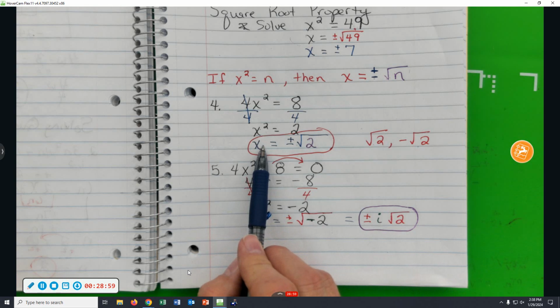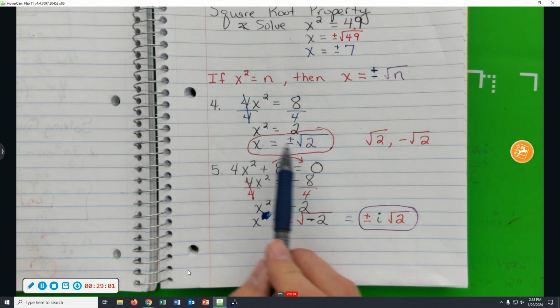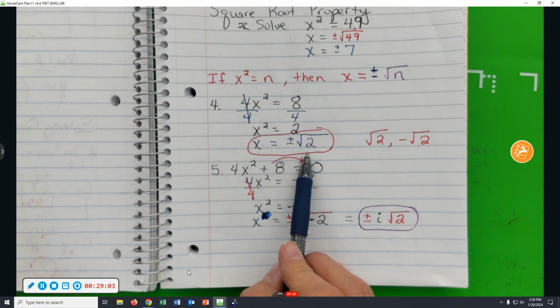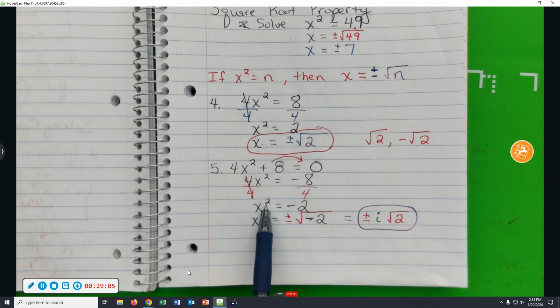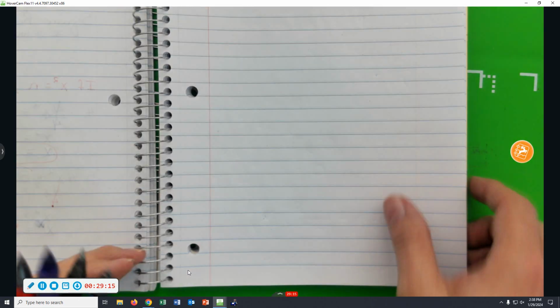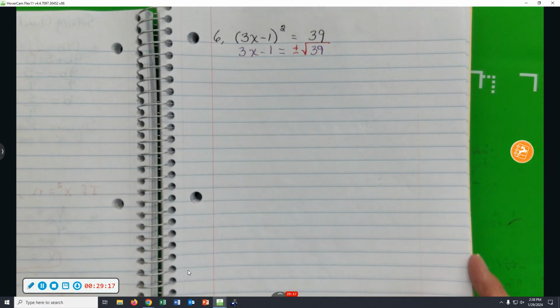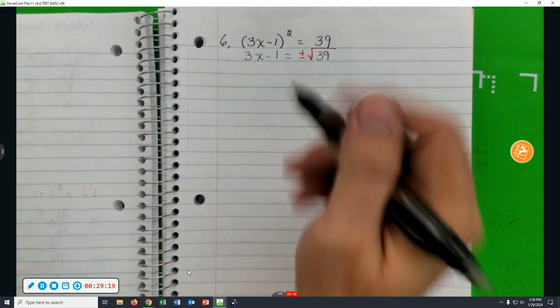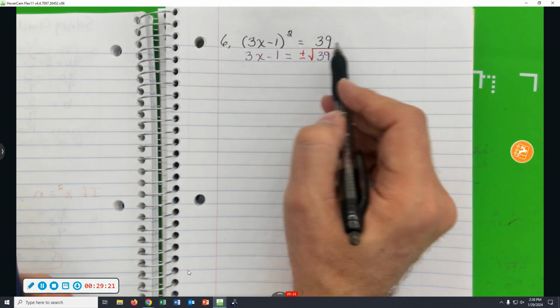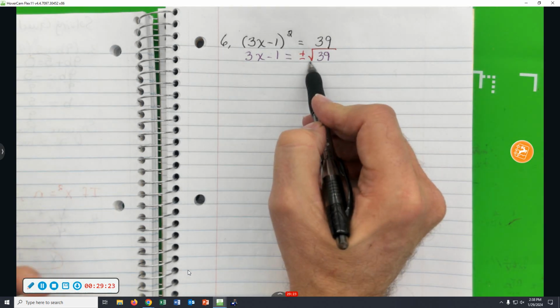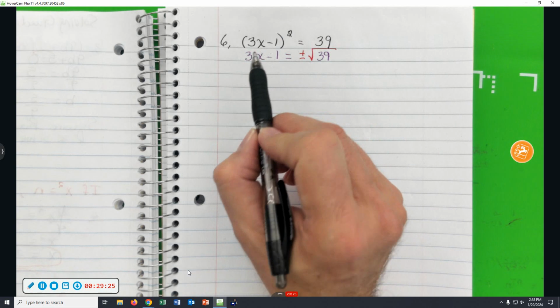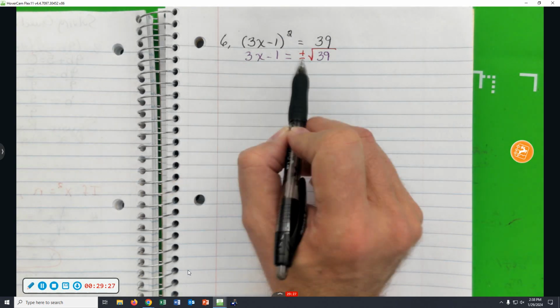You drop the square on the left, take the positive and negative square root of the number on the right. This one, I dropped the square on the left. Take the positive and negative square root on the right, but we should have x equals, so we're not finished.